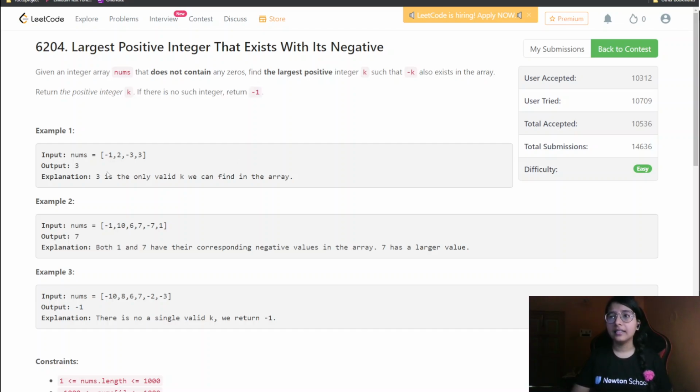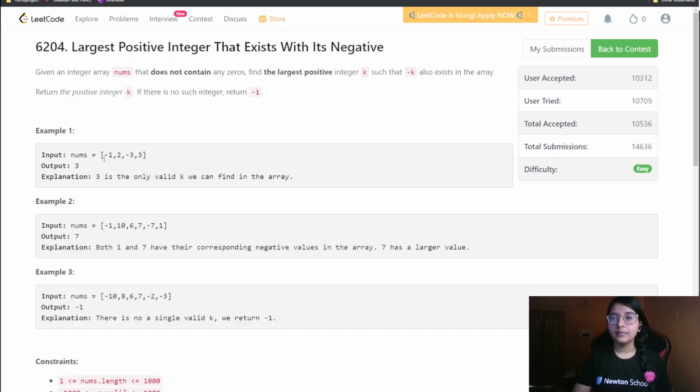So the thing is that in this array which is being given to us, if a positive number is given, then we need to check whether its negative number exists or not. And the second thing we need to check is whether that positive number is the largest positive number in this whole array or not. Basically, a pair should exist consisting of a positive number and its negative. And in all those pairs, whichever is the largest positive number, that we are required to return as our answer.